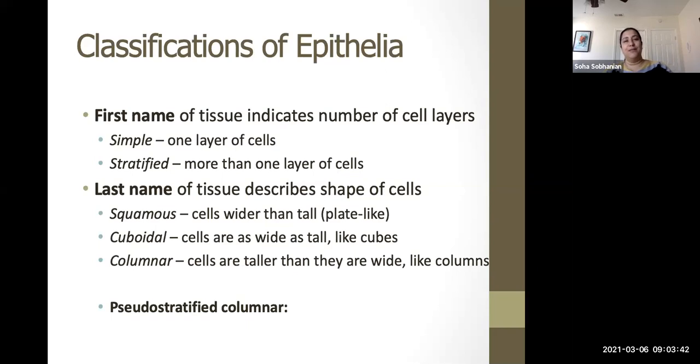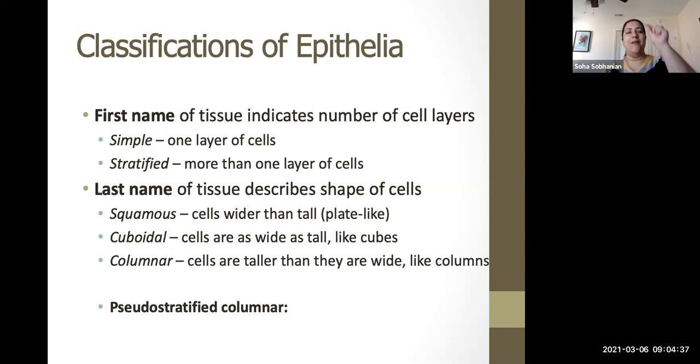Now, I want to simplify this for you. Epithelia have two-part names: a first name and a last name. The first name is associated with how many layers of cells are stacked on top of each other. What I'm describing cannot be applied to other tissues like connective, muscle, or nervous tissue. It is specific to epithelial tissue. When naming an epithelial tissue, you have to think about two things. First, how many layers of cells do I have? And second, which forms the last name, what is the shape of my cells? So: how many layers, and what is the shape of the cell?